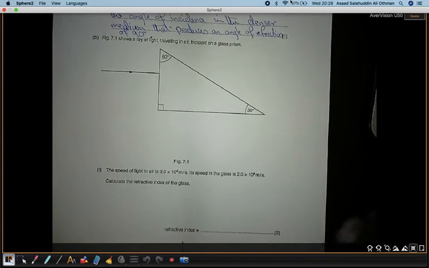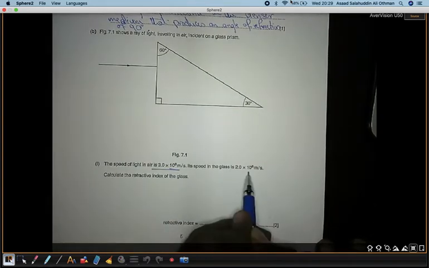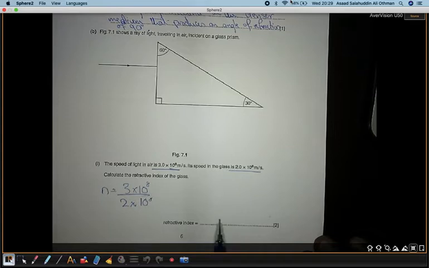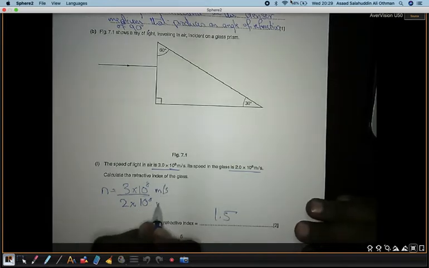Then we're going to come back to this drawing in a bit, but the speed of light in air is this, the speed of light in glass is this, the refractive index would be speed of light in air over speed of light in glass, and this is 1.5. No unit for refractive index. We call it a dimensionless quantity because both are in meters per second and they both cancel out.